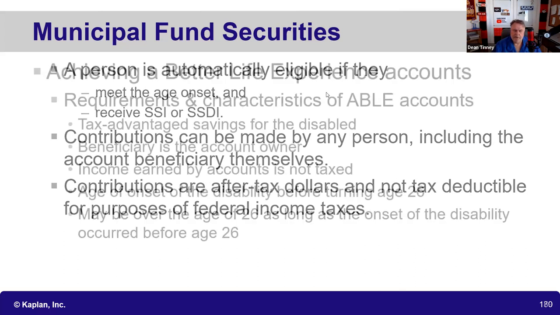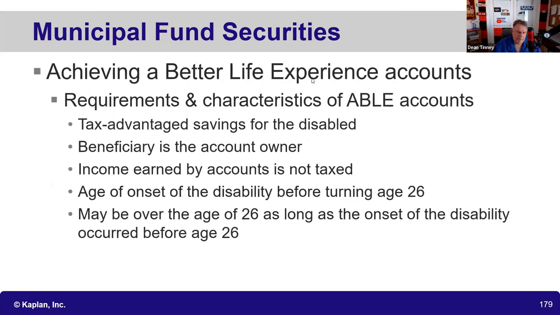ABLE accounts, the only thing people tell me, again, MSRB says ABLE accounts are municipal fund securities. So these are tax advantage savings for the disabled. This is kind of a replay of your SIE. The beneficiary is the account owner. The income earned is not taxed. The 26 is what people tell me they see on debrief, is to understand that that 26 is the key to whether or not they're going to be able to have an ABLE account.